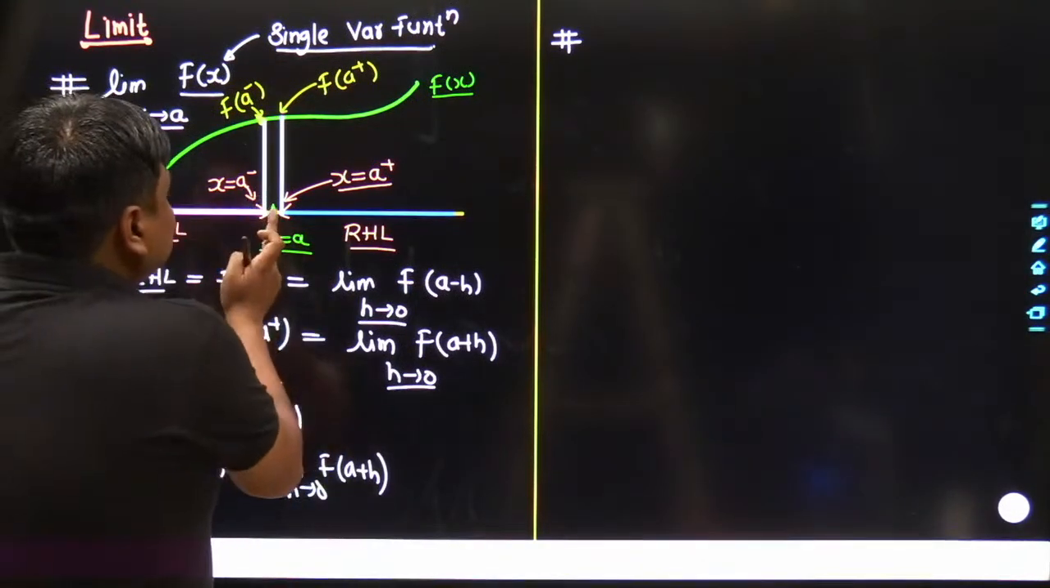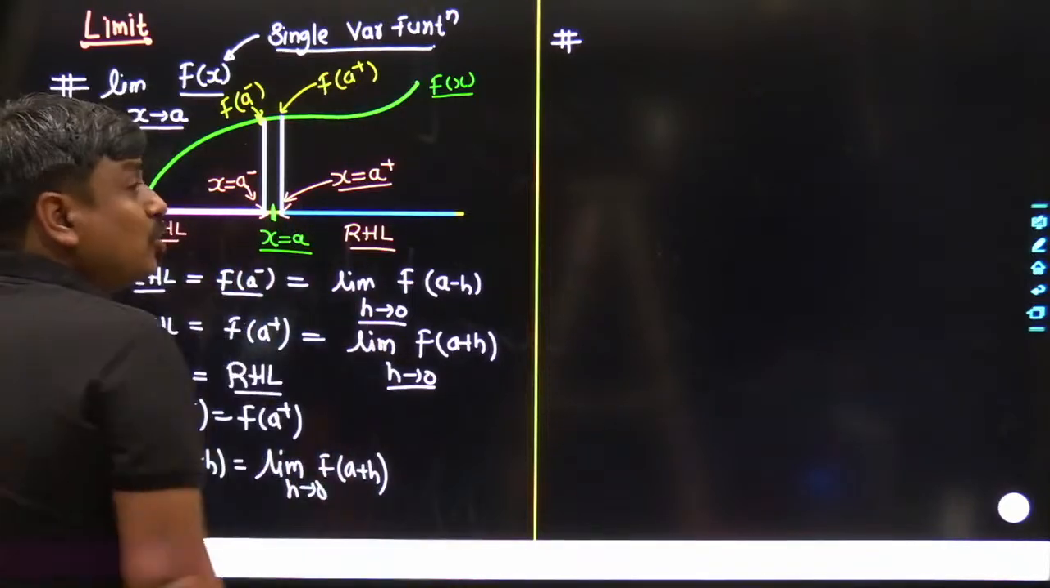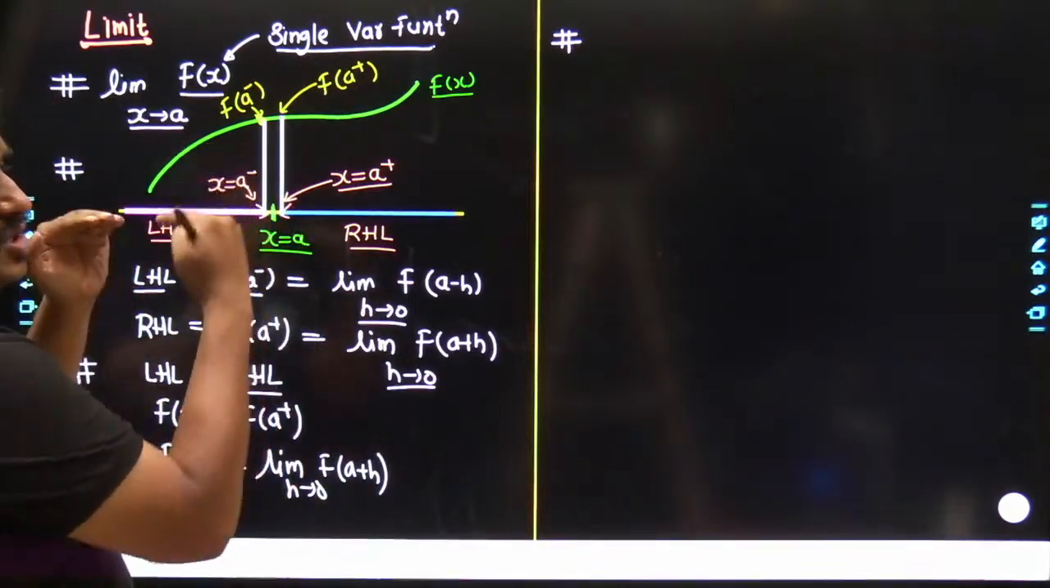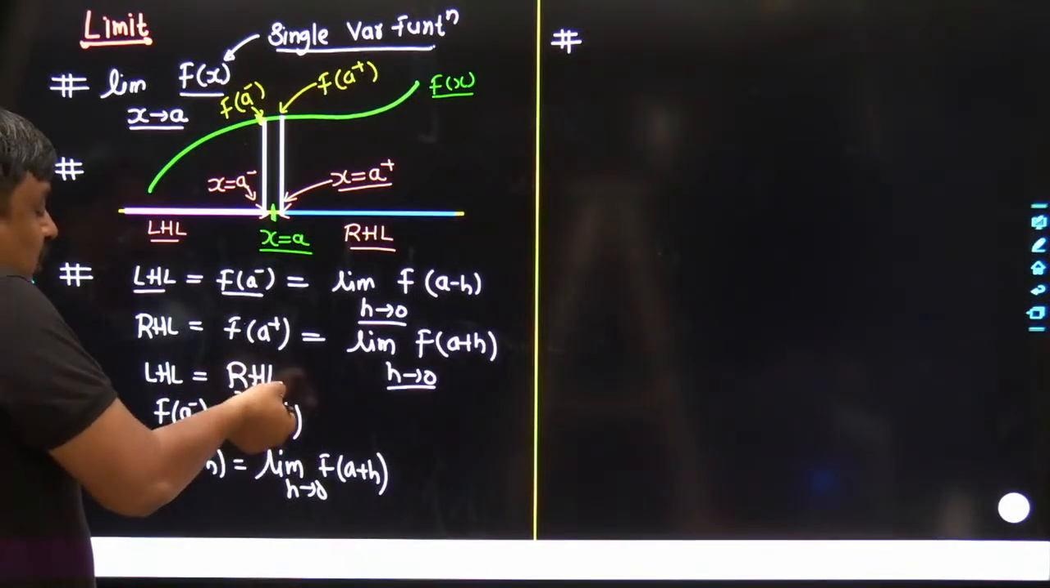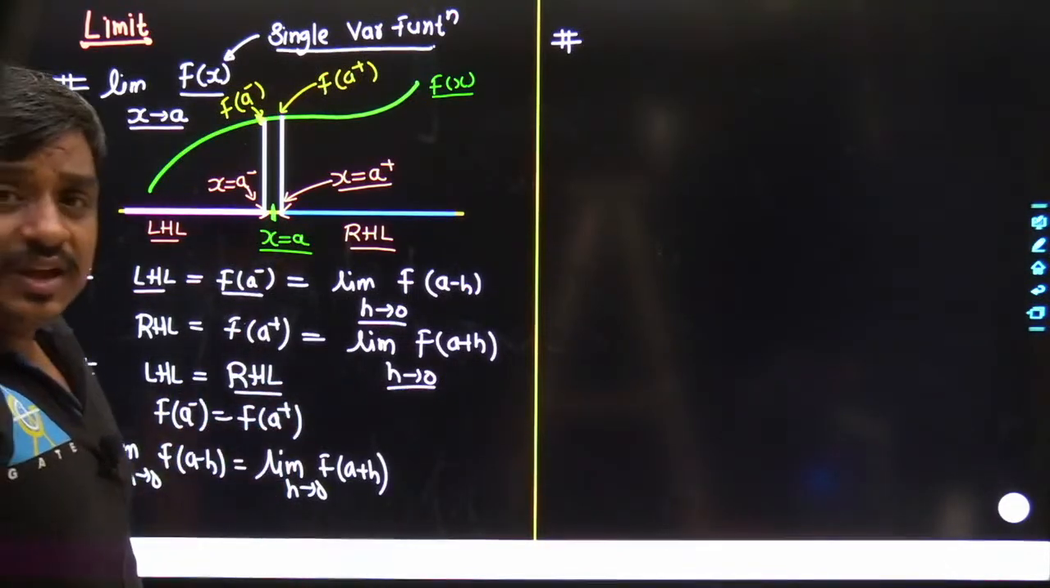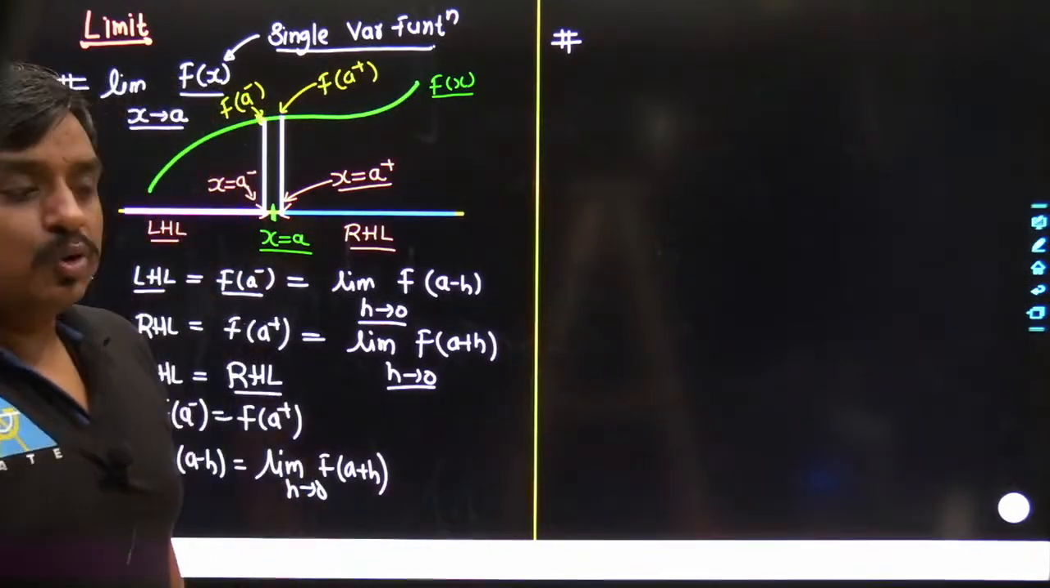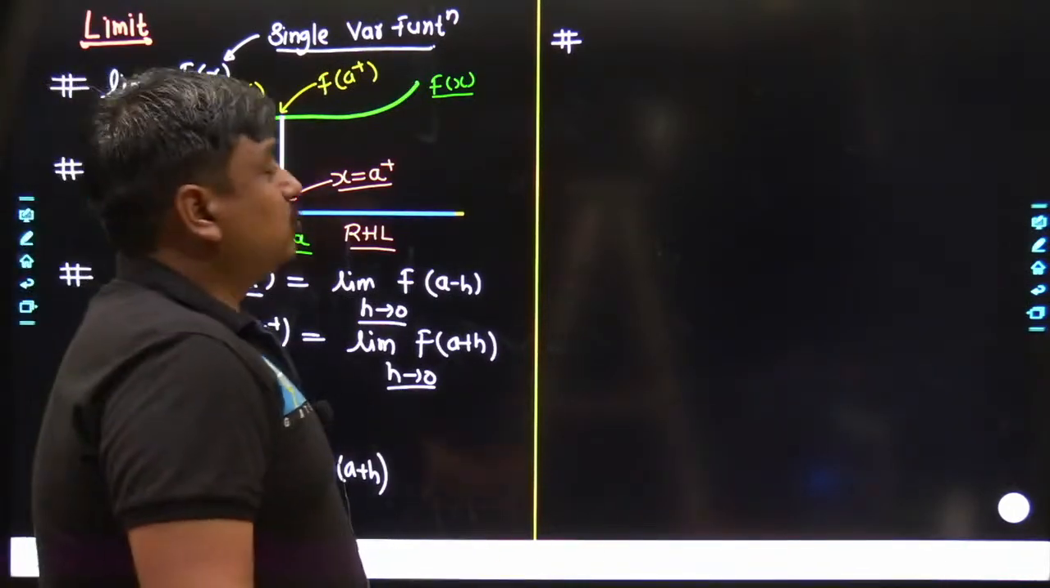That means just before a and just after a, there should not be any sudden change. If a sudden change takes place, obviously the worth of the function at a minus and at a plus would not be the same, and if they are not the same, obviously the limit would not exist. Could you understand what I am saying?